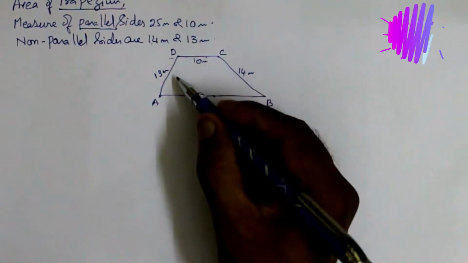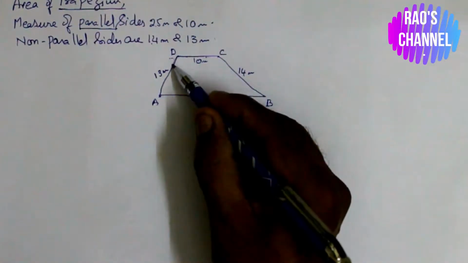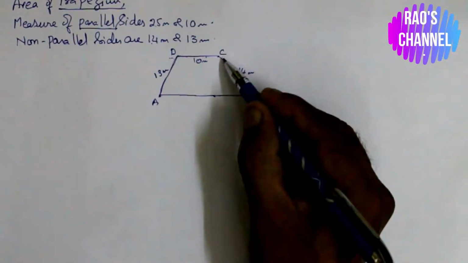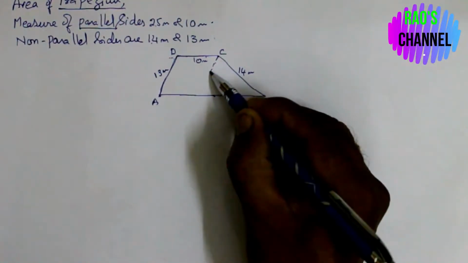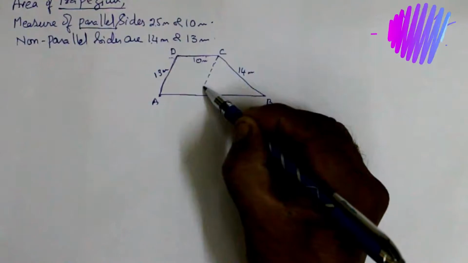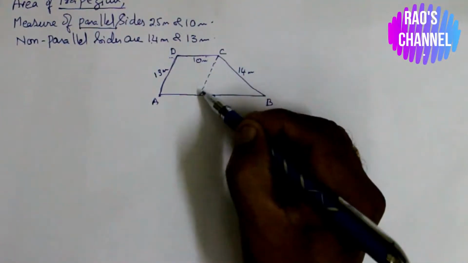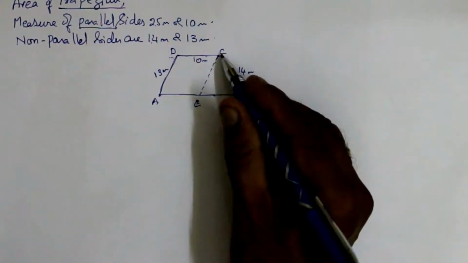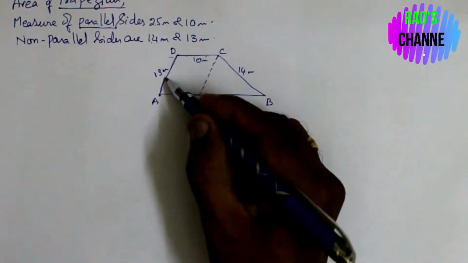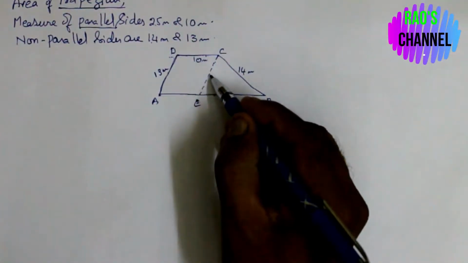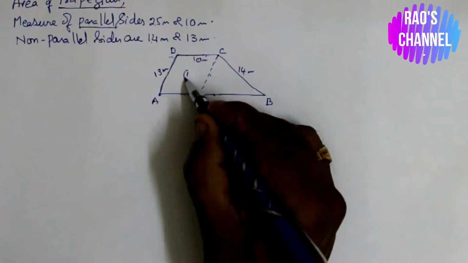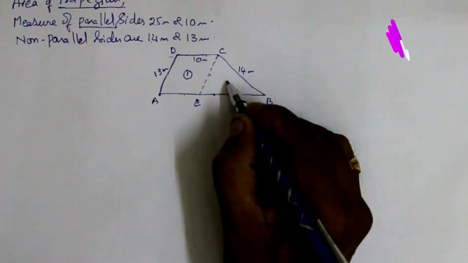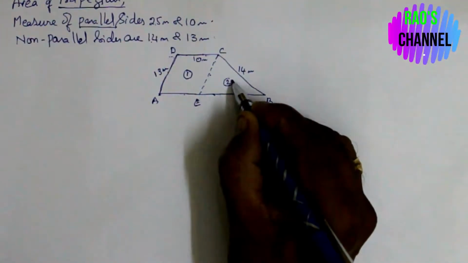So I draw a parallel line to AD through C point. This is my construction. See the dotted line. That is, CE is a construction, so that CE is parallel to AD. So these two are parallel and these two are parallel. So this is a parallelogram. The one is a parallelogram and 2 is a triangle.